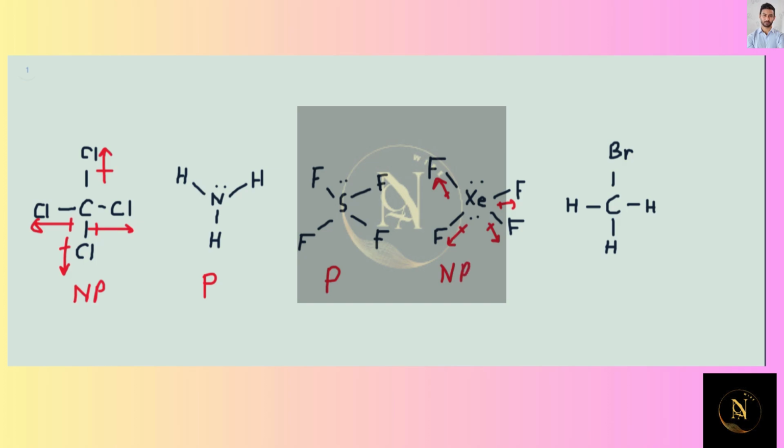Now for this one, CH3Br, this is a tetrahedral structure, just like CCl4. However, you'll notice that not all the bonds are equivalent. You're going to have a dipole moment in this direction, and there's nothing to cancel it out. So we're going to have a net dipole moment, so this one's going to be polar.